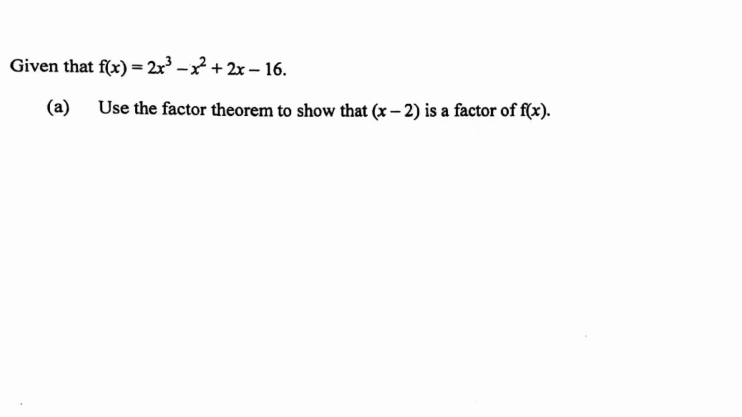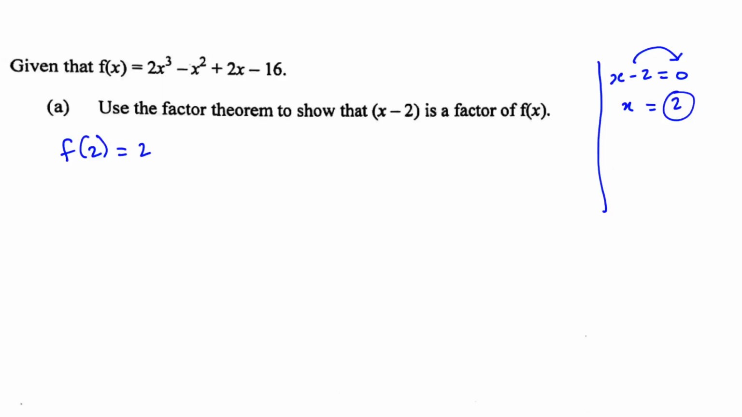The first thing, write the factor on the side, x minus 2 is equal to 0, and make x the subject. The negative 2 when you bring here, you will have 2. So this is the number which we are going to replace in the equation. Then write f of 2 is equal to, wherever there is x, here and here, substitute it with 2.